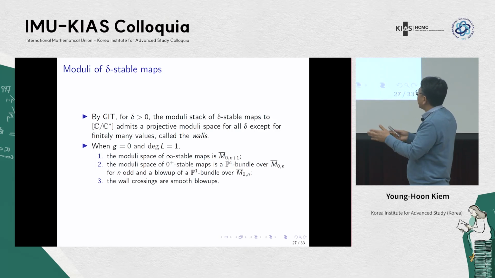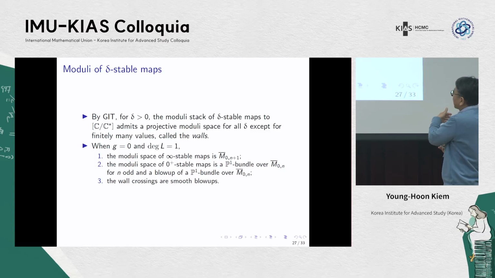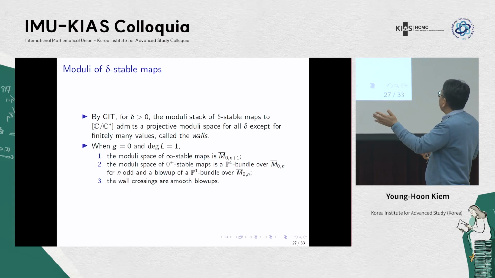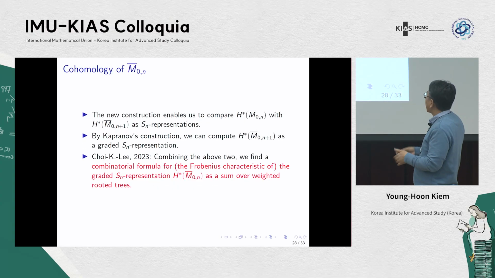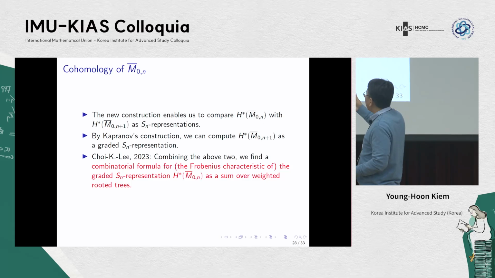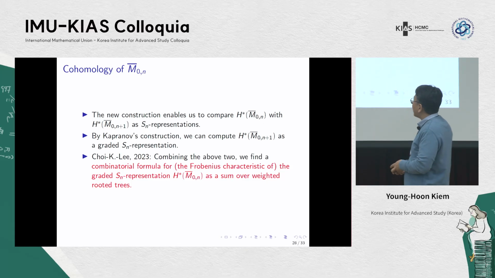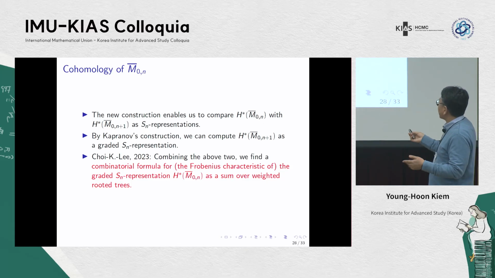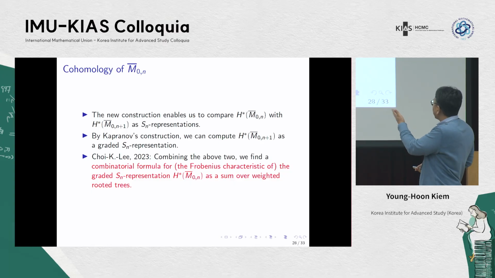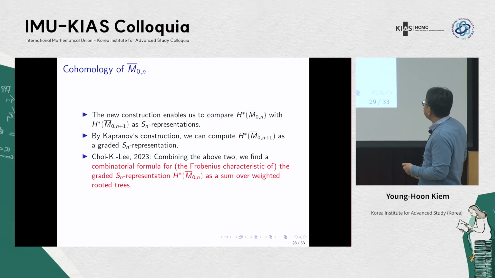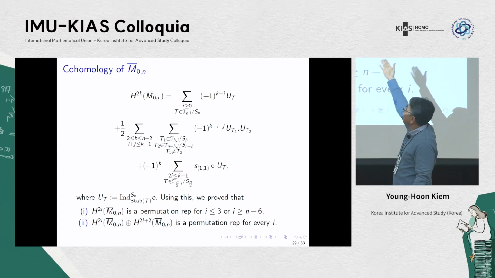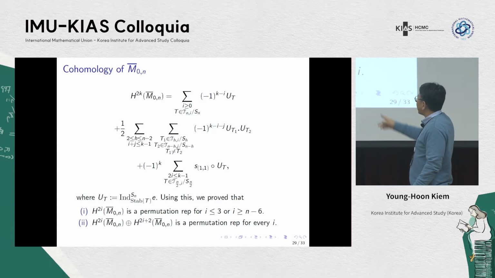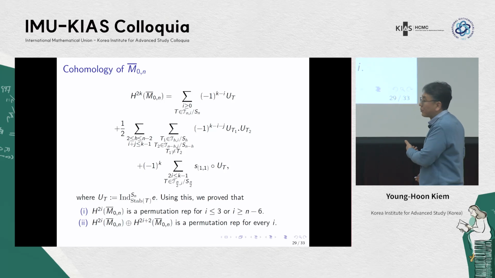And if you move delta from infinity to 0, then you get a sequence of blowups that connects M0,n+1 bar with M0,n bar. So that's how we obtain a new construction of M0,n bar. By applying the blowup formula, you obtain a combinatorial formula for the cohomology as a graded Sn module. And the formula looks like this. It's a sum over weighted rooted trees, and the U_T's are some fundamental representations. And that's the formula we have.